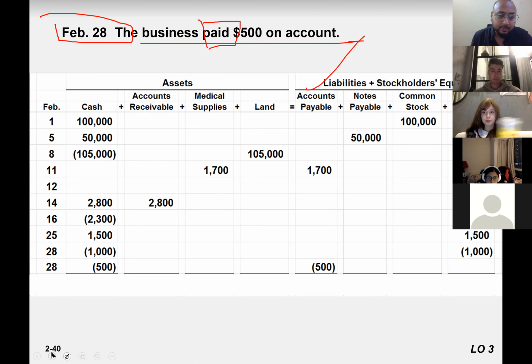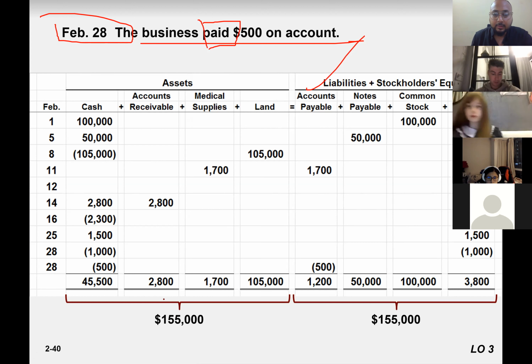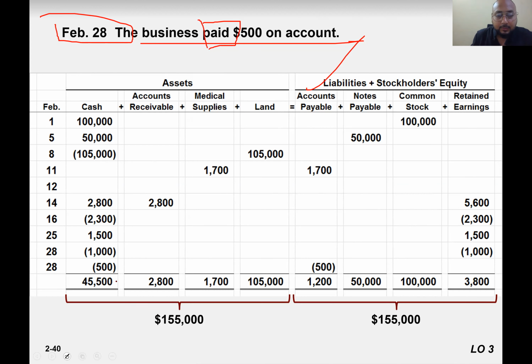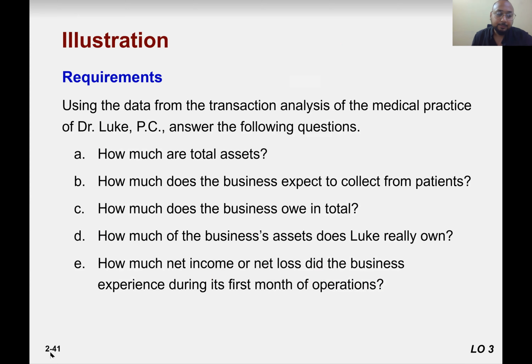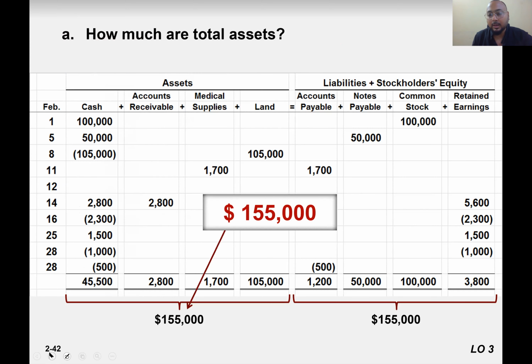So you can see the total of each account is 4,500 here, 2,800 here, and, wait a second. Here we go. So it's 1,700, 105 here. So total assets are 155 and total liabilities are 1,200 and 50,000. Common stock 100,000 and retained earnings 3,800. So total is equal to 155 as well, right? So look at our requirements. How much are the total assets? 155, right? Total assets are 155,000.